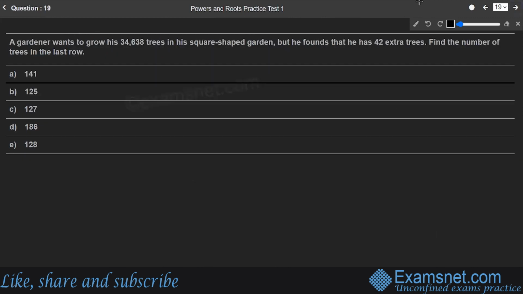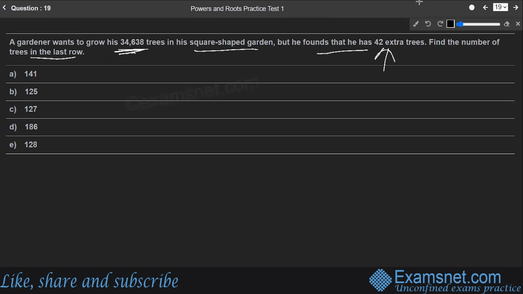Okay. 19. A gardener wants to grow his 34,638 trees in a square shaped garden, but he finds that he has 42 extra trees. Find the number of trees in the last row. Okay. So clearly, if it is a square shaped garden and 42 trees have been extra, so these 42 trees cannot be part of the planted trees.